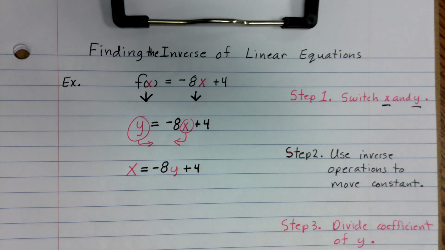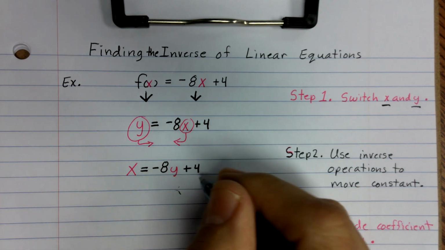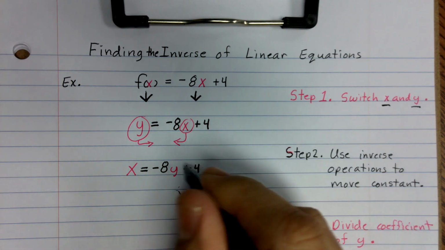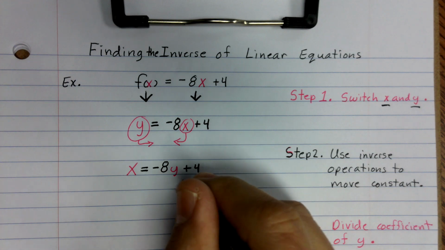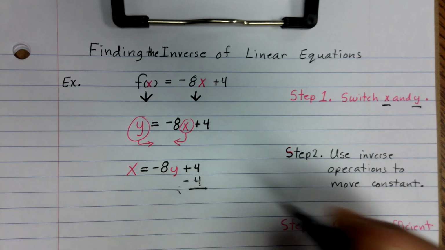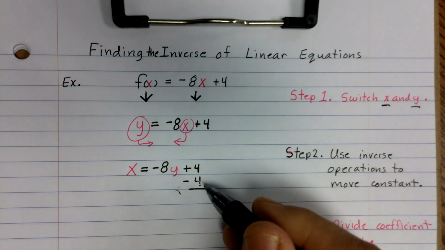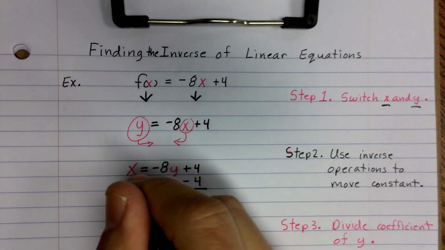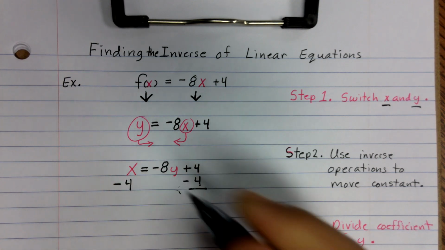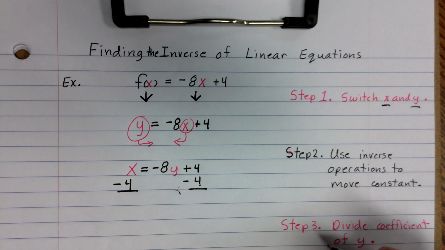Now step 2 is, our ideal here is that we want to isolate the variable y. And so step 2 is going to have us use inverse operations to move the constant. Remember, constant is just a number that doesn't have a variable. So I'm going to move this positive 4. Now since it's positive 4 and I want to move it to the left side of the equal sign, I'm going to subtract 4. Now remember, whatever we do to one side of the equation, we must do to the other side of the equation. So I'm also going to subtract 4 on the left side of the equation.